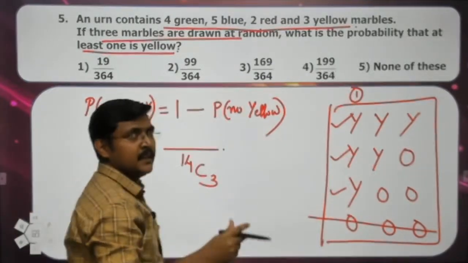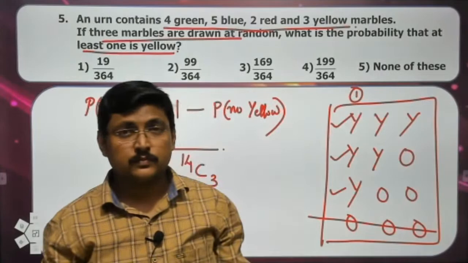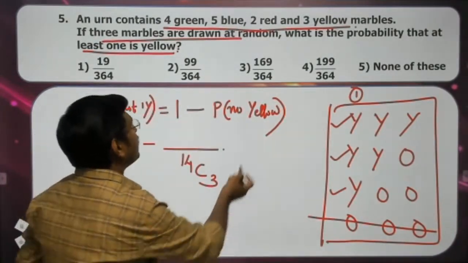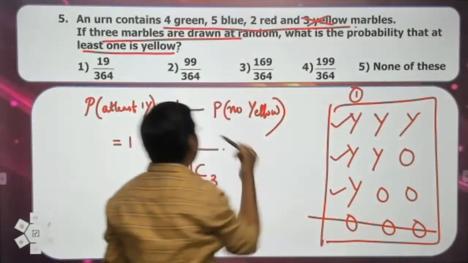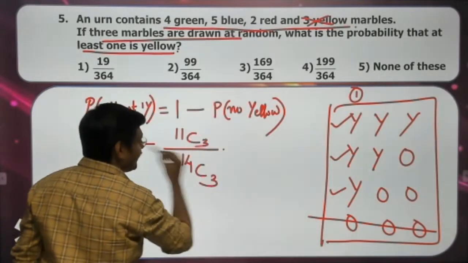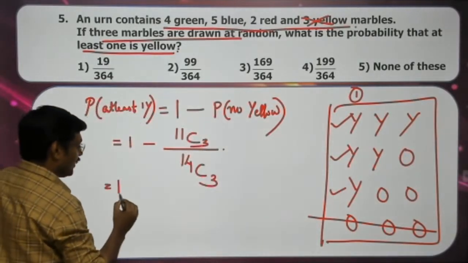P of no yellow means the selected ball is not yellow. That means we can select any other color other than yellow. We know that total 3 yellows are there. If we remove the 3 yellows from 14, then we know that the remaining 11 balls are there. So 11C3, right. I am calculating this, listen carefully, 1 minus.